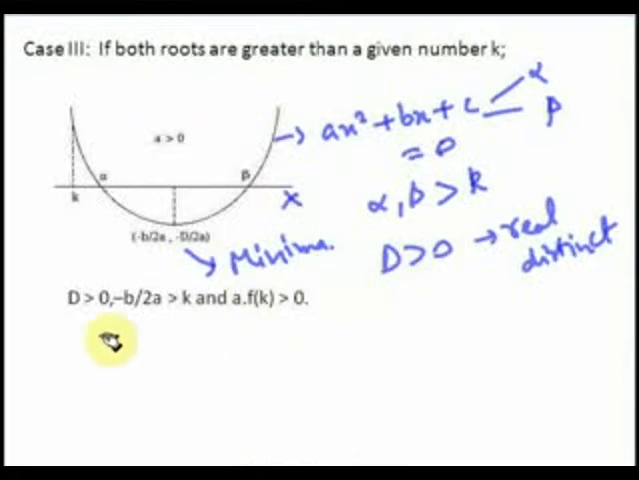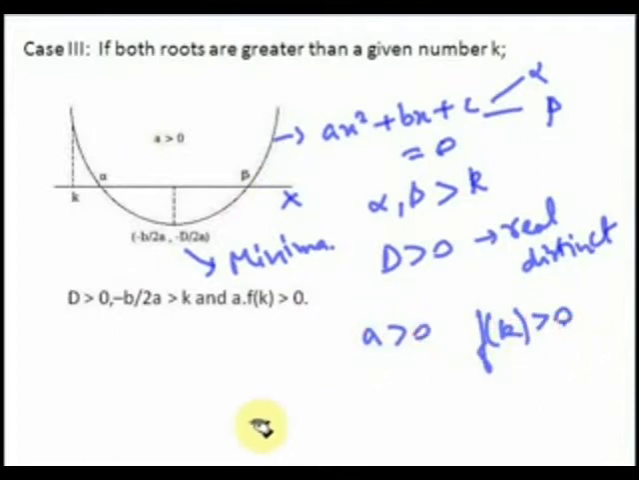And this is the point of minima. It occurs at x is equal to minus b upon 2a. We'll see its explanation later on when the maxima and minima part will come. The minus b upon 2a value will be the x value. Minus b upon 2a should be greater than k, and the value of f of k is on the positive side, so the a times f of k value should be greater than 0.